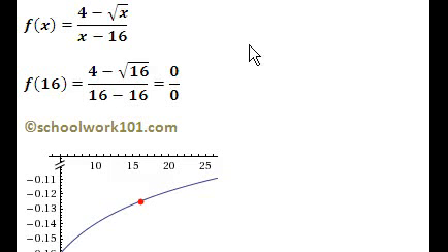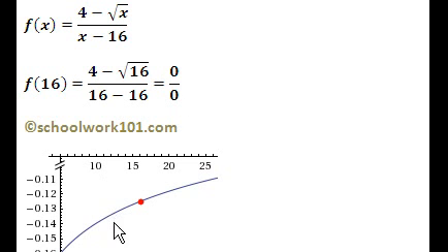Okay, in this section in calculus, we're talking about limits, and we're solving limits numerically. But let's say we're given a function f of x equals (4 minus square root of x) over (x minus 16), and let's say that I want to evaluate it when x is 16. So I take 16, plug it in for x, and we end up getting 0 over 0.